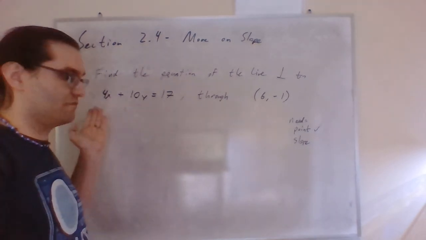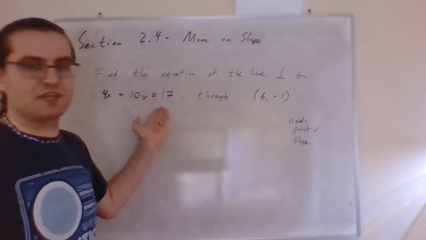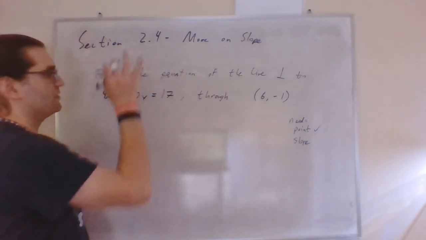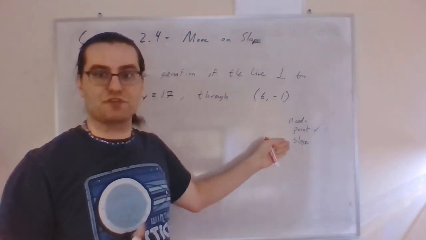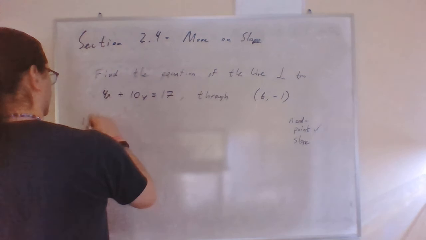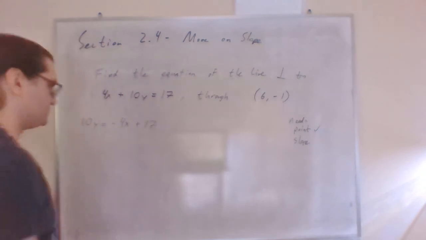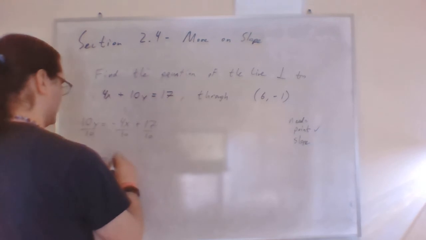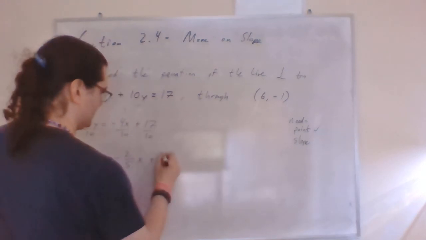So, much like the last problem we did, I'm going to transform this into slope-intercept form so that I can read the slope off of it very easily. Once I have the slope, I'm going to find whatever slope is perpendicular to that, and that's the slope I'll use to create my new line. So let's start by subtracting 4x from each side. That will give us 10y equals negative 4x plus 17. And now I need to divide everything by 10. And that'll give me y equals negative 2/5 x plus, again, I don't care.